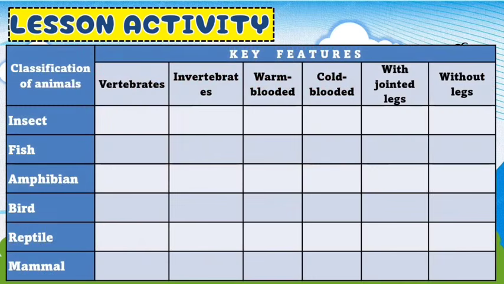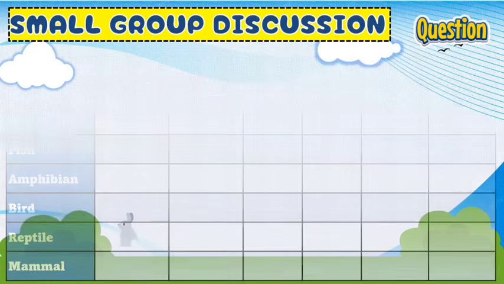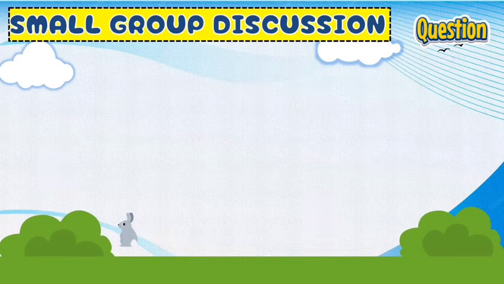So we have this classification of animals. Then you will identify whether they are vertebrates, invertebrates, warm-blooded, cold-blooded, with jointed legs, or without legs. And then after doing the activity, you will form a small group discussion.